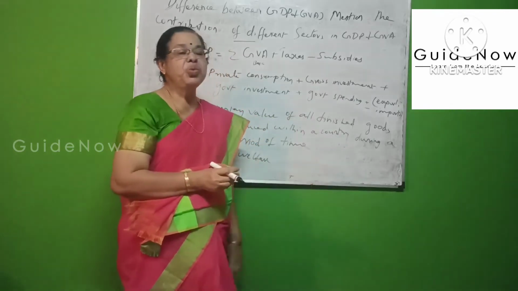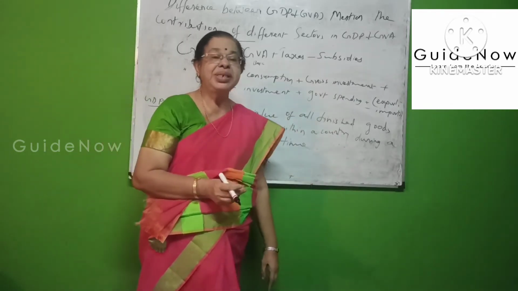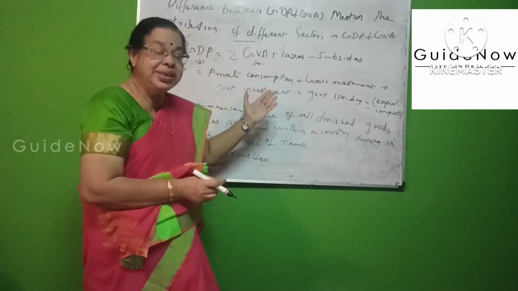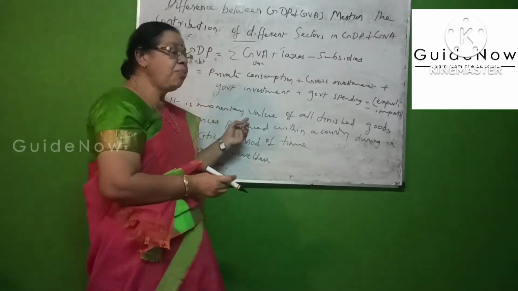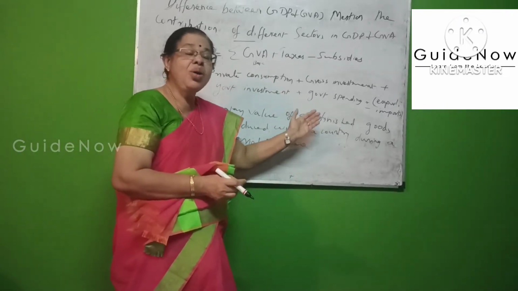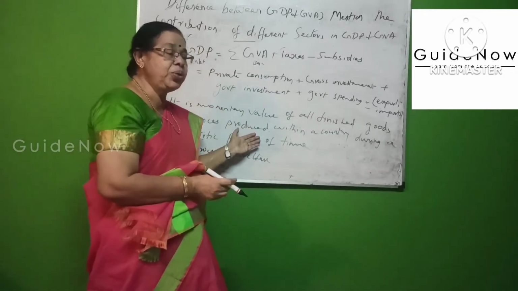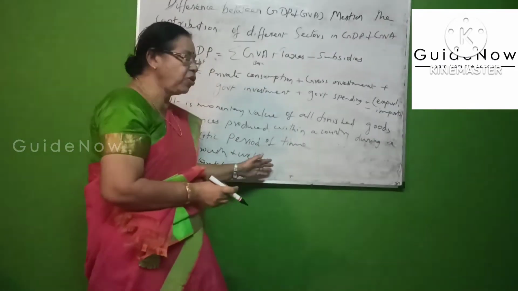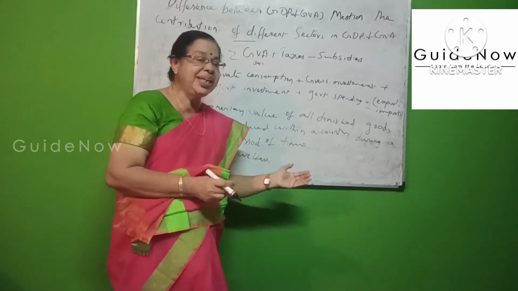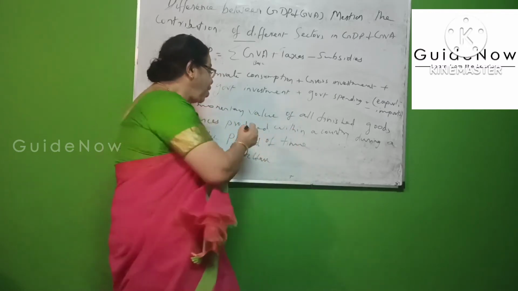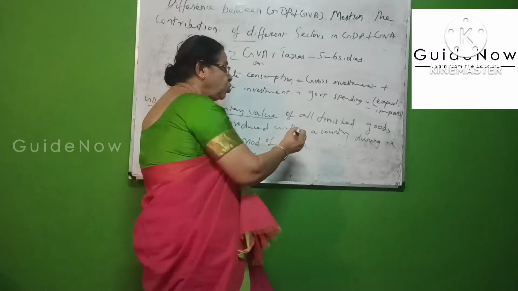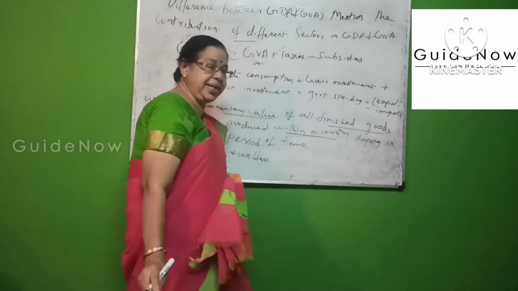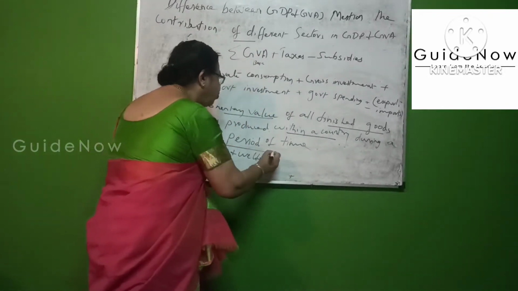Next, we move to GDP. GDP represents gross domestic product. GDP is defined as the monetary value of all final goods and services produced within a country during a specific period of time. That is the definition of GDP: the monetary value of all finished goods or final goods and services produced within a country during a specific period of time.